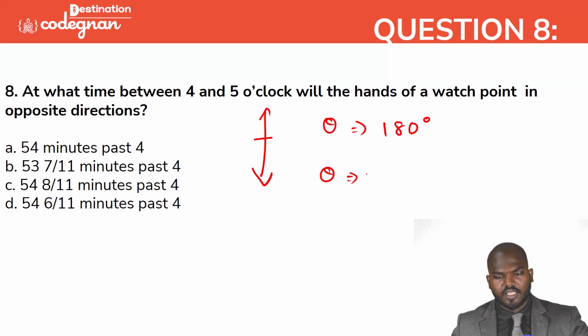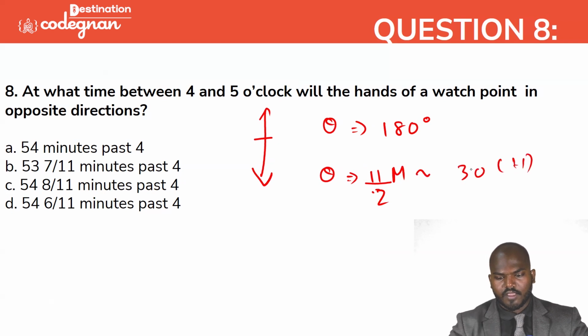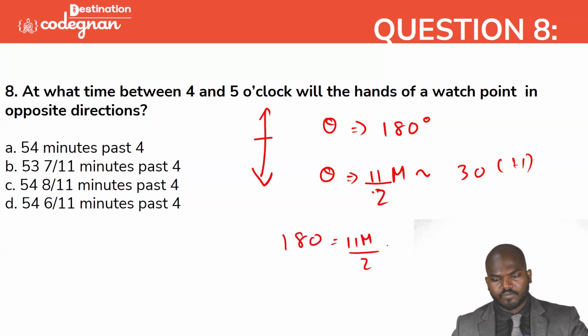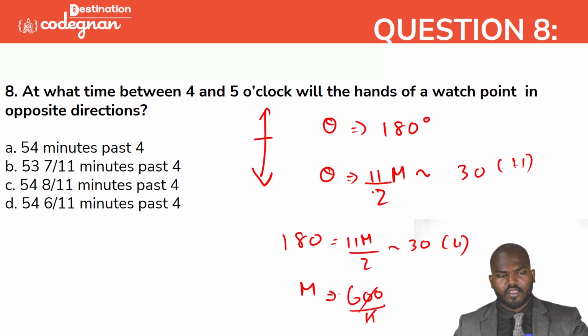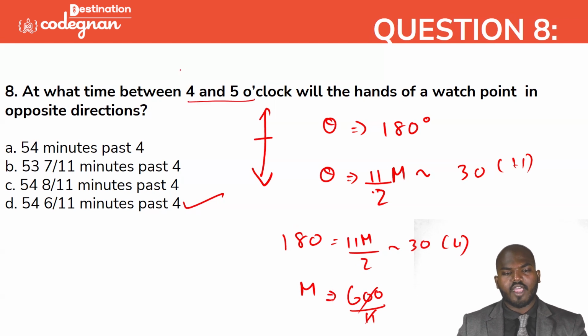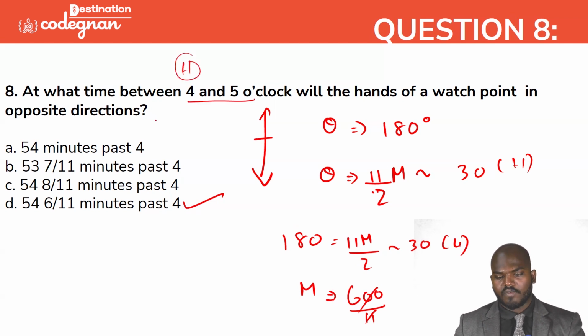That is, theta is equal to 11m by 2, or 11/2 m, is equal to 30h. We can mention it. So theta is equal to 180 degrees: 180 is equal to 11m by 2 minus 30 times 4. If you work it out, m you will get as 600 by 11. If you solve this, it will give you 54 6/11 minutes past 4. Because you need to take the hour as 4. You need to take the minute value in between. That is the only thing you want to manipulate here, and that will really work.